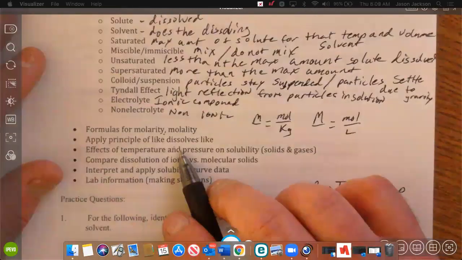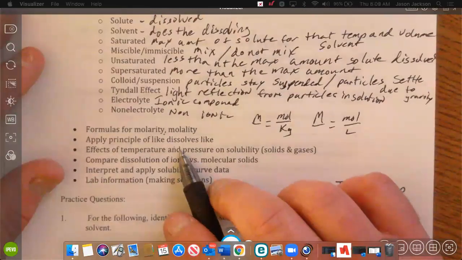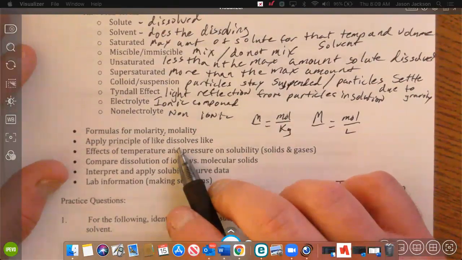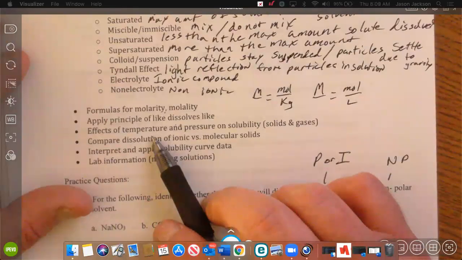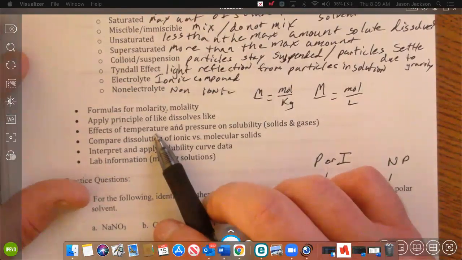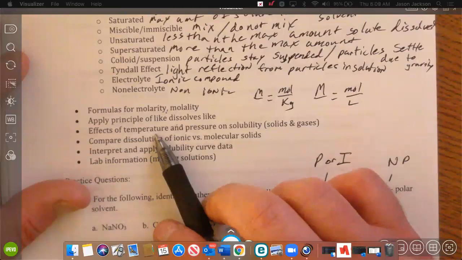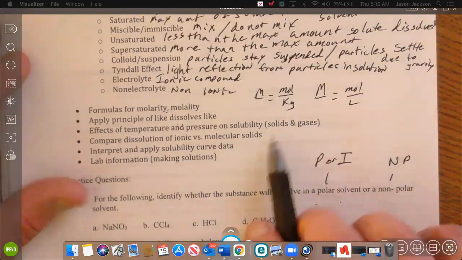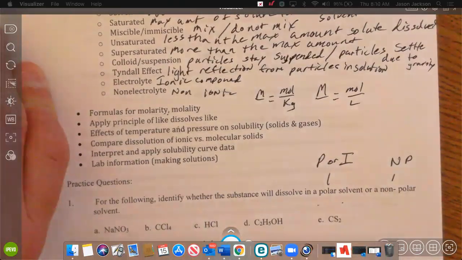Likes dissolve likes. We talked about how fats dissolve other fats and oils, and water-soluble things or polar things dissolve other polar things. If we increase the temperature, we can dissolve more solids. If we increase the temperature, gases tend to not dissolve as well. Putting pressure on a system does not affect the solubility of solids, but it does affect the solubility of gases.